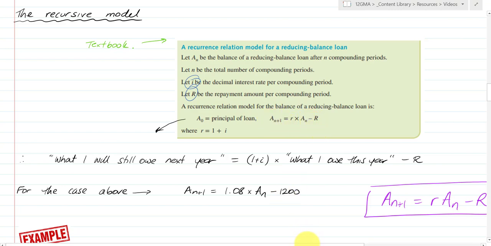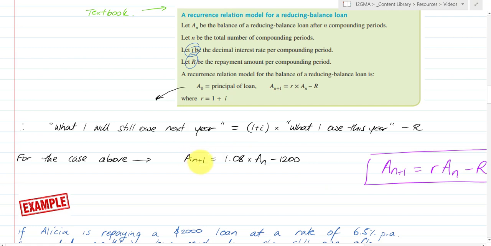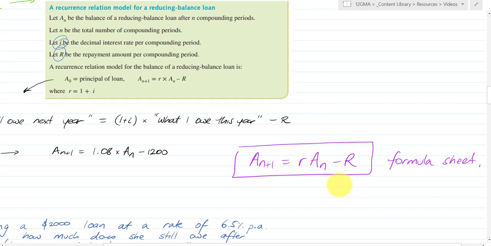So if I want to know what I'll owe after 10 years, I take what I owe after 9 years, multiply it by 1.01 and subtract R. If you watched the last video, it's also what I was doing in that video. For the case in the last video, the next year's value is equal to this year's value times 1.08 minus 1200. And that's our formula. It's on the formula sheet, so that's good. We like it when it's on the formula sheet. Of course, the formula sheet has an R, not an I, but they mean the same thing, so just be careful with that.